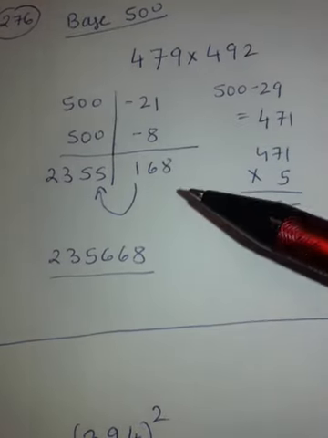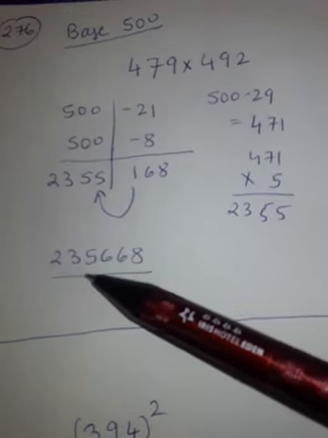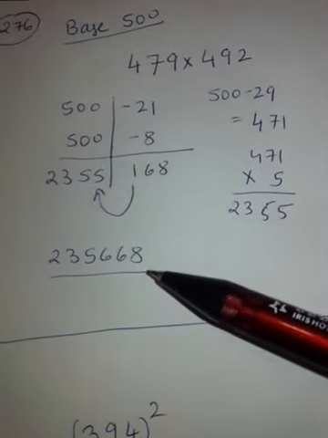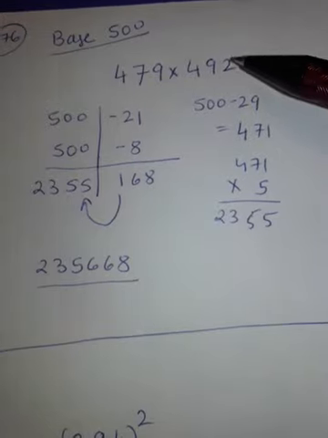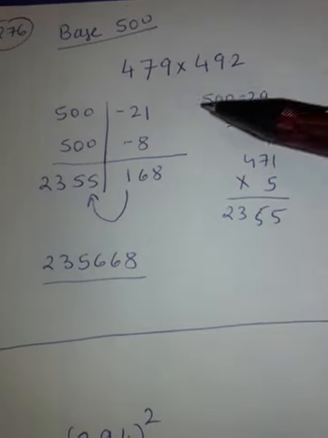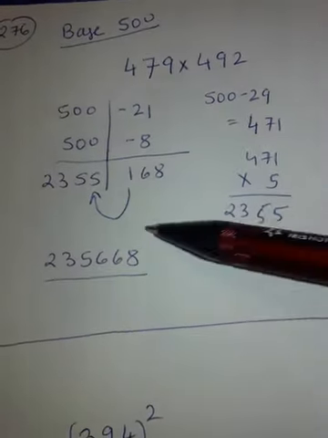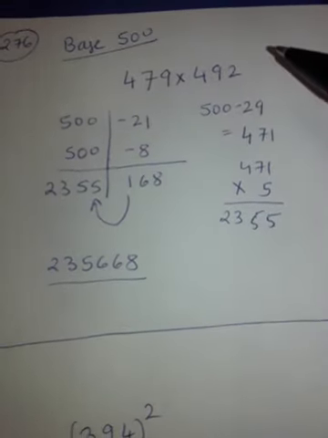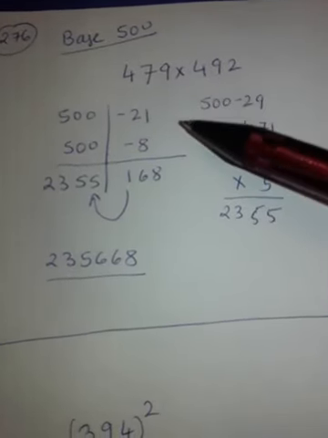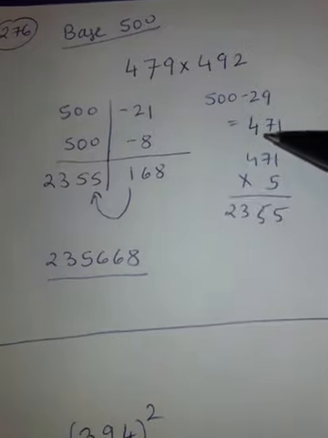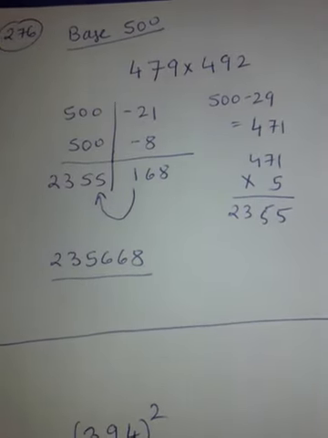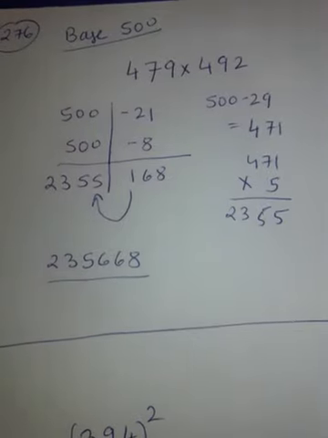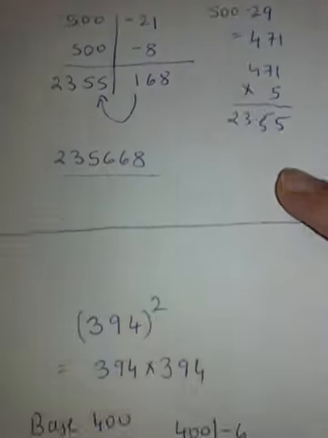479 multiplied by 492 is 2,35,668. Now if you use your school methods, it may take a little longer. This certainly saves time. But if you make mistakes in remembering these tricks, then there is no use. In that case, it's better you use your school method only if you are more comfortable with that.